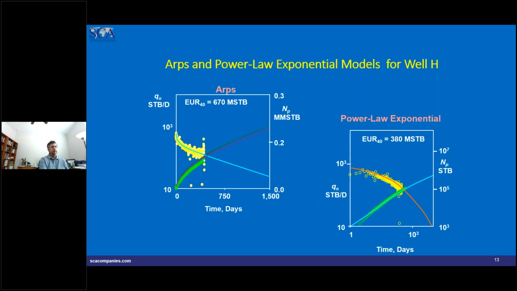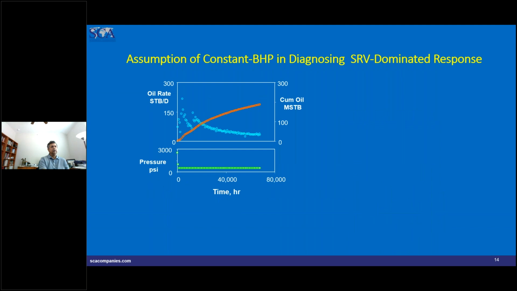Okay. And then we can do the Arps. Arps, as you can see, it's much higher than the power law exponential. Now, the reality is that pressure measurement, especially in an oil field situation, is an exception rather than the rule. Why is that? Because we put in artificial lift. Sucker rod pump is most common.